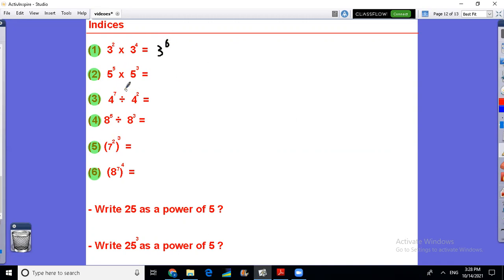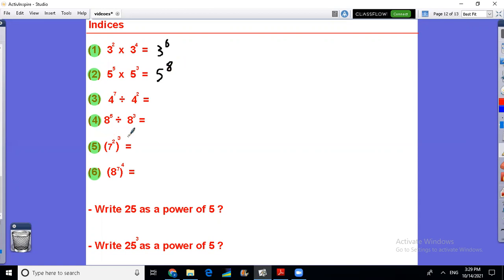All right, so what is 5 to the power of 5 multiplied by 5 cubed going to be? You can just pause the video right now, by the way, and then get back to the video to check your answer. You can do it on your own right now. 5 to the power of 5 multiplied by 5 cubed. 5 is going to stay the same. And then the power, we can add them up. 5 and 3 is 8. So it is 5 to the power of 8.